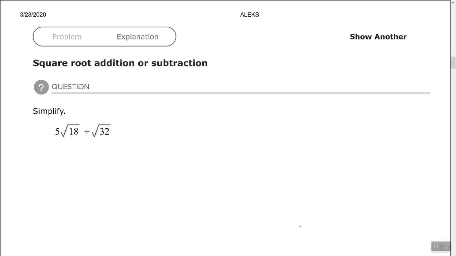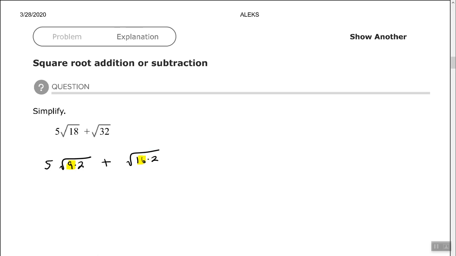Hope all is well. In this video, we're going to look at square root addition or subtraction. This time, we do not have the same numbers or terms underneath our radicals. So let's start off by simplifying each one of our radicals. So 18 here, I know that 9 is the largest perfect square that'll go into 18, so I'm going to rewrite that. 32, 16 is the largest perfect square that'll go into 32, and 16 times 2 is 32, so I'm going to rewrite it like that.